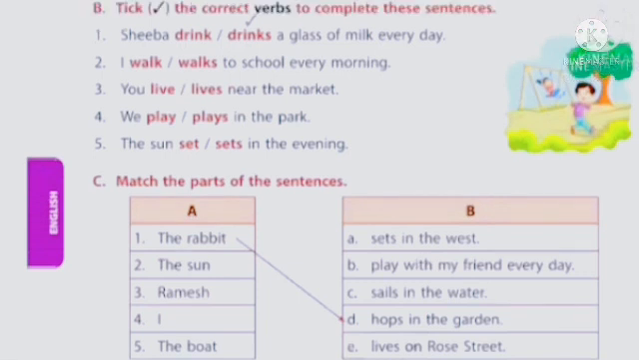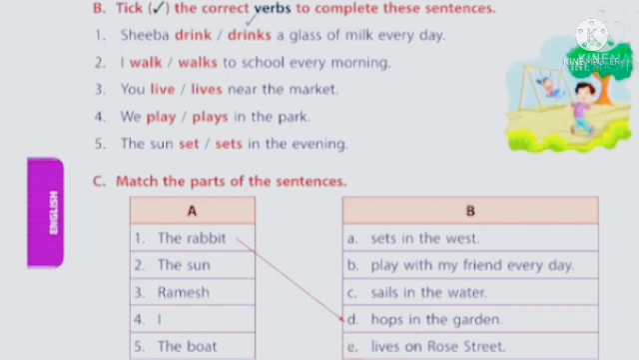Children, please take page number 70 in your textbook. We need to do the textual activity. B: choose the correct verbs to complete these sentences. Here five sentences are given and we need to tick the correct verbs to complete them. I will read the sentences one by one.